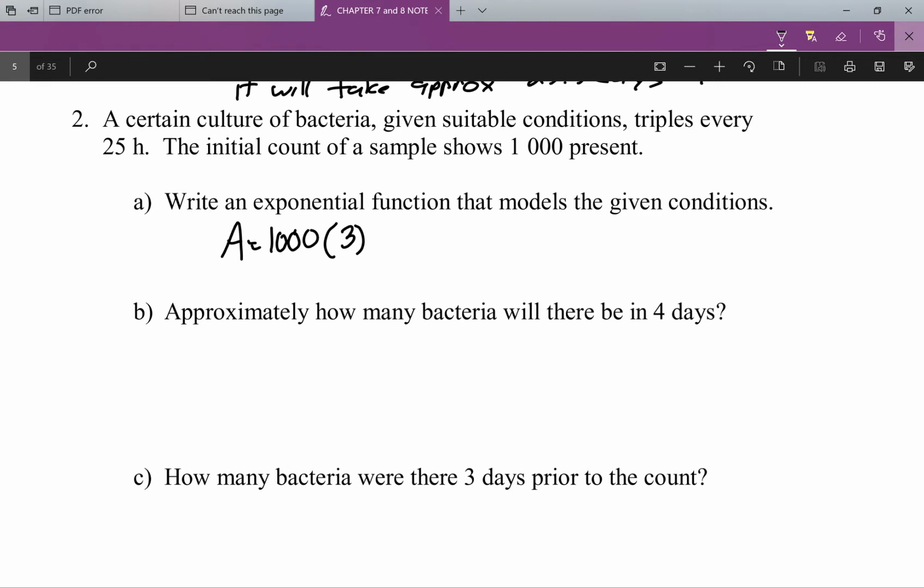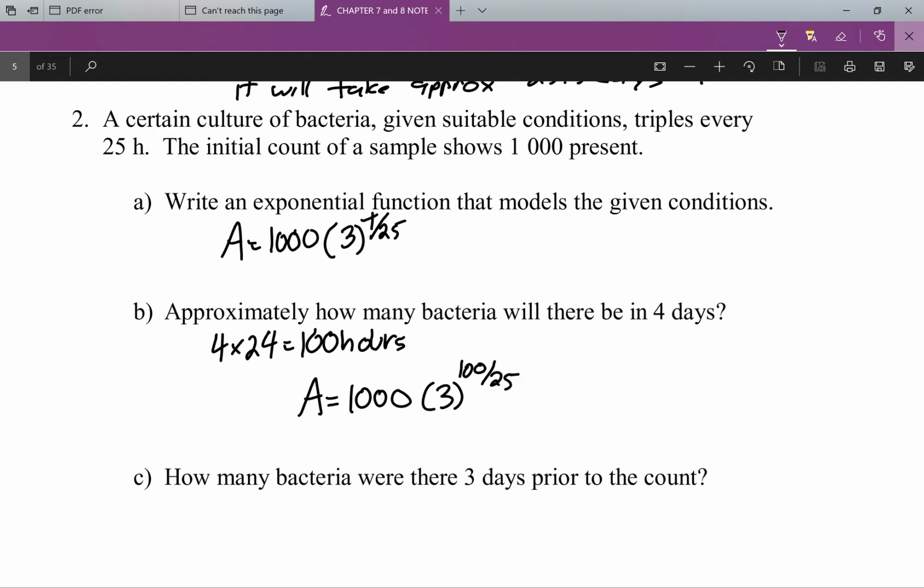Since it's every 25 hours, I'm going to keep t in terms of hours, and I'm going to put this over 25. Approximately how many bacteria will there be in 4 days? So 4 days, we want to multiply that by 24, and that gives me that it's going to be after 100 hours. So I get A equals 1,000 all multiplied by 3 to the power 100 all over 25.